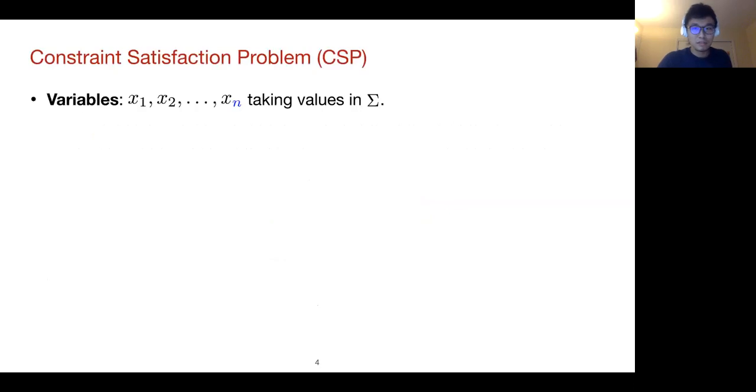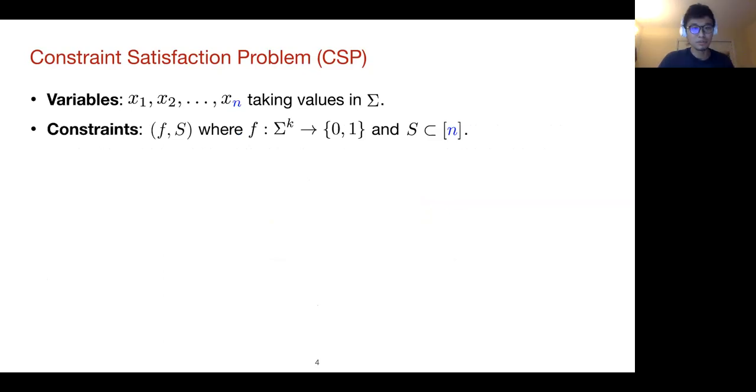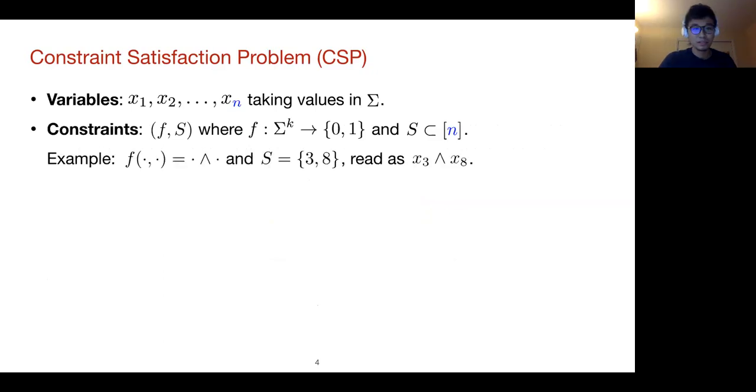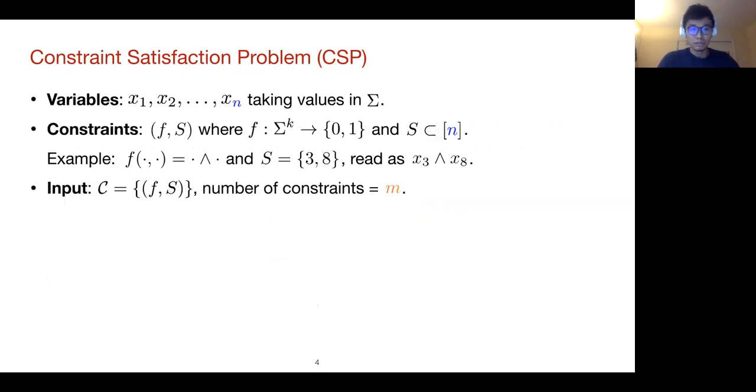In CSP, we have n variables taking values in the alphabet set sigma. In this talk, you should think of it as 0, 1, the Boolean alphabet. A constraint is of the form of a function f and a subset of variables S. For example, a constraint could be an AND constraint: you have a 2-AND function and the set is maybe 3 and 8, then this gives a constraint x3 AND x8. A CSP instance is then a collection of constraints, and the number of constraints is denoted as m.